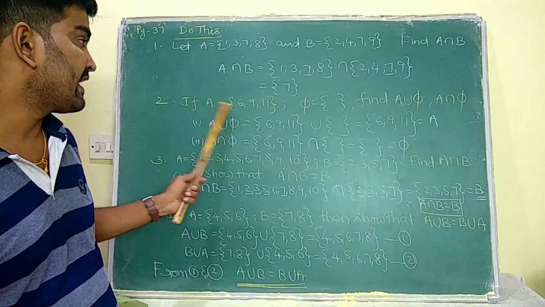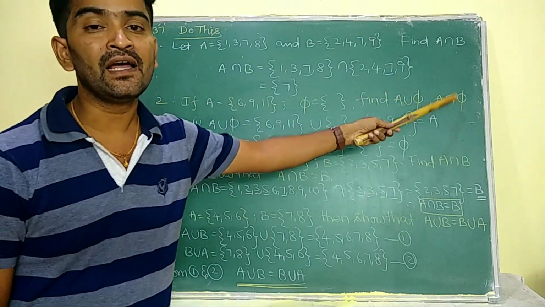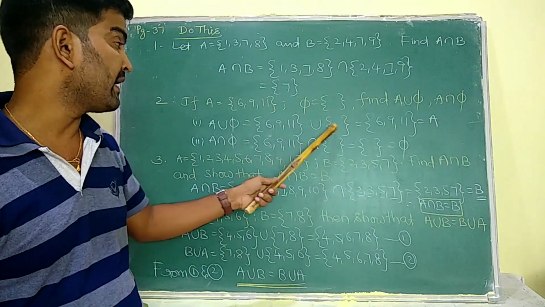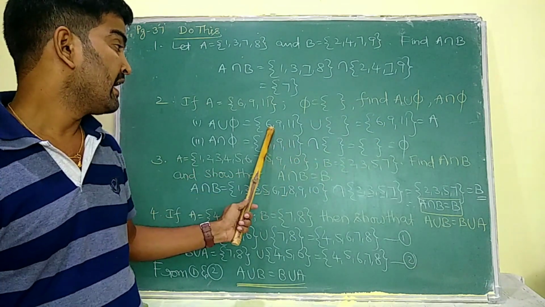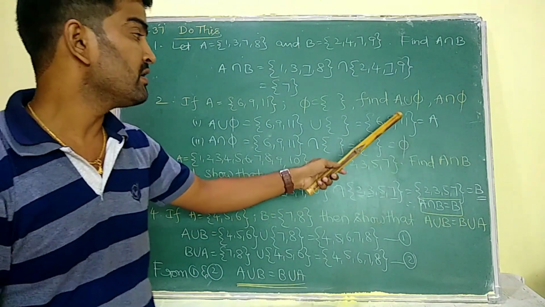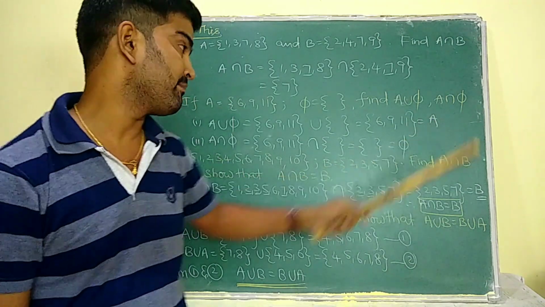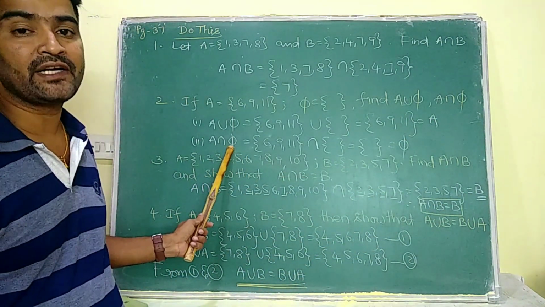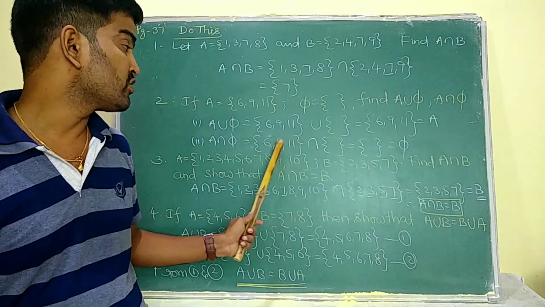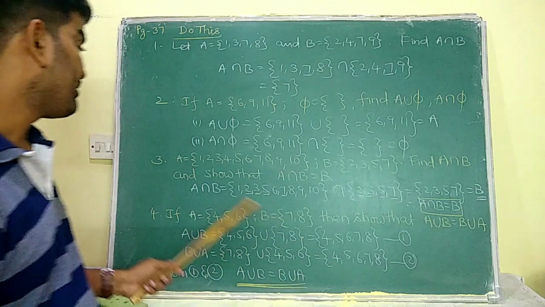Coming to the second question, he gave us A and the empty set phi and is asking us to find A union phi and A intersection phi. A union phi means we have to write all the elements of A and phi together in a new set. In A I have 6, 9, 11. In the empty set no element is there. So 6, 9, 11 are the elements of A union phi, that is nothing but A. A intersection phi means we have to write all the common elements of A and phi. As we know, phi does not have any element, so there is no common element for A and phi. So that is the empty set.